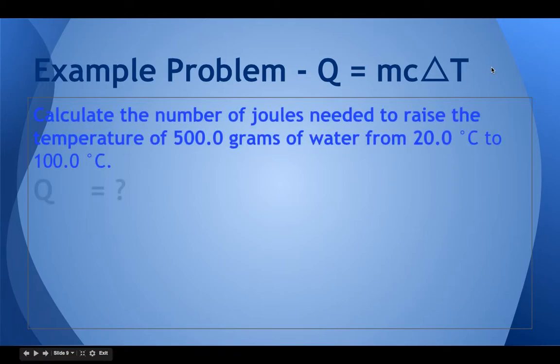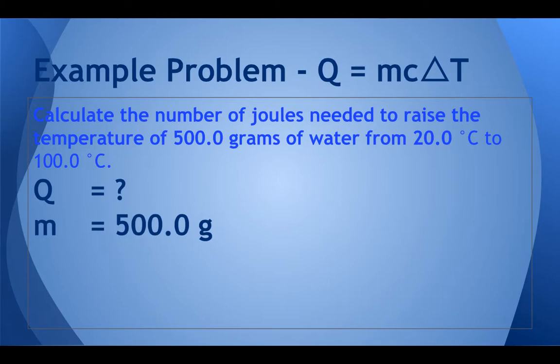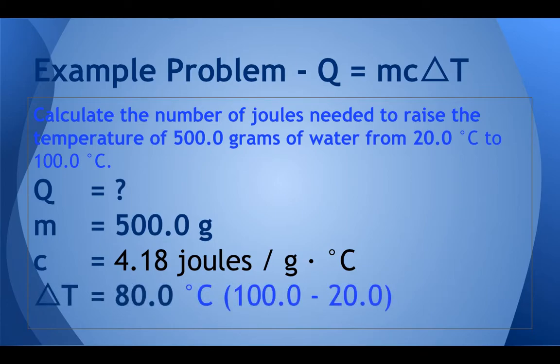So we've got our problem. I don't know what Q is. I know that m is 500 grams. Did any of you take a look and see what c was yet? Great work. Yes, it is 4.18 joules per gram degrees Celsius. And our change in temperature is 80 degrees Celsius. Notice I took the 100 and I subtracted 20 from it. So right here, because it went from 20 degrees up to 100, I had to do a little conversion.